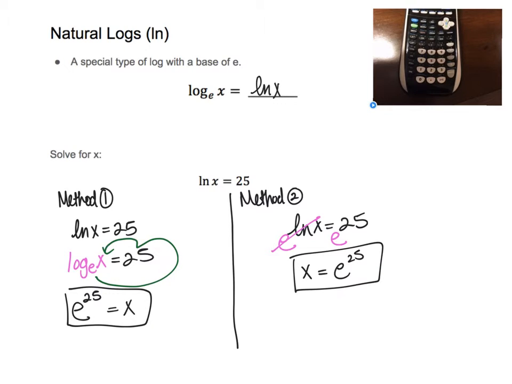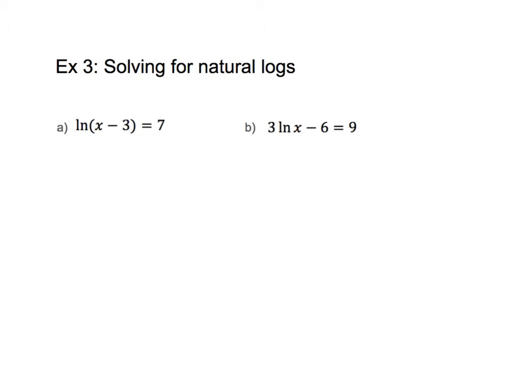So you choose which method you prefer, but from now on, I'm actually going to use the second method more often to solve these natural log problems, okay? So just as a fair warning, I'm going to use this method just because it's a lot less writing. All right, so let's solve a couple more of these natural log problems just to give you some more variety.